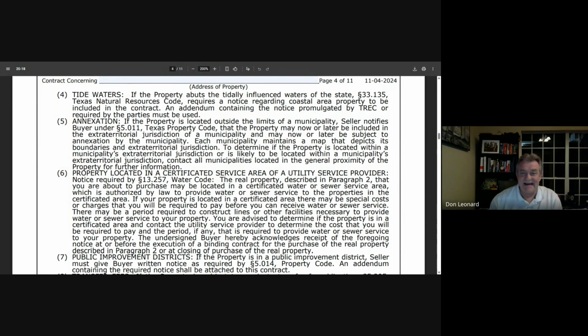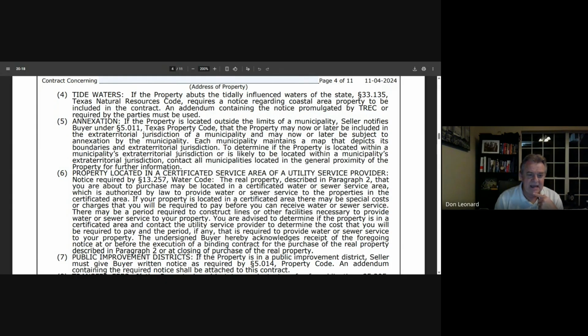5 talks about annexation. If the property is outside a city limits, someday it may be inside a city limits. And that's really about all it says. It just warns a buyer that you may not live in a city right now. You may not be subject to city taxes right now, but at some point, if they come and annex you, you will be. So it's a warning too.